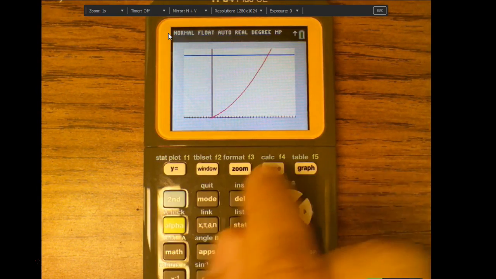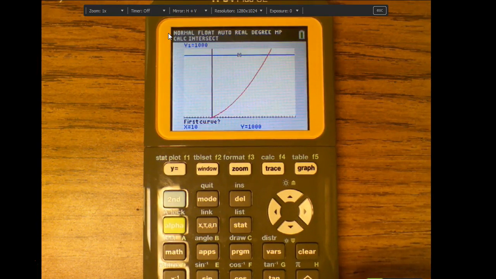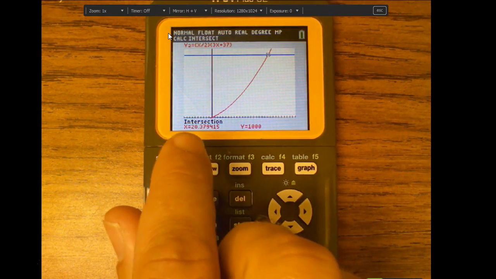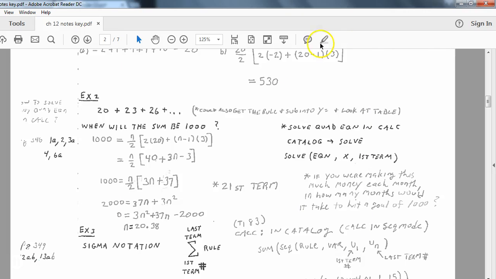So if I go under calc, and choose intersect, and then enter, there's my point of intersection. So right there where x is 20.4 is our solution for n at 20.4. And you can see on here, that's what I was coming up with from another method, but about 20.4 works. So here's one thing you have to consider when it comes to working with situations like this. When it comes to a number of terms, how many terms would it take to reach my sum of 1000, right?